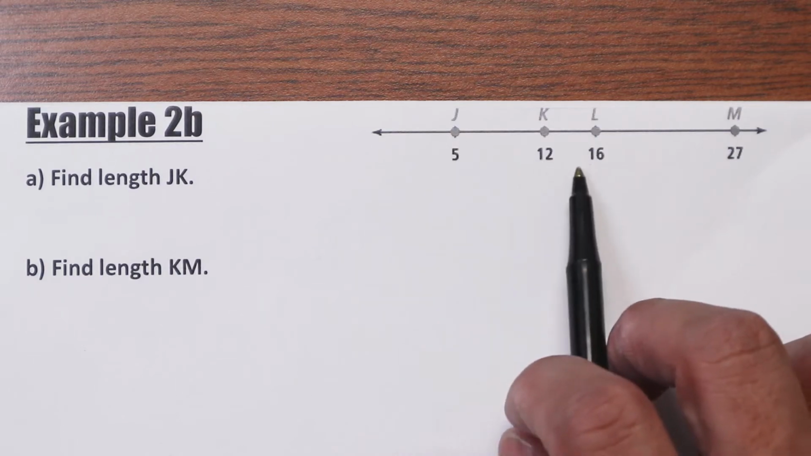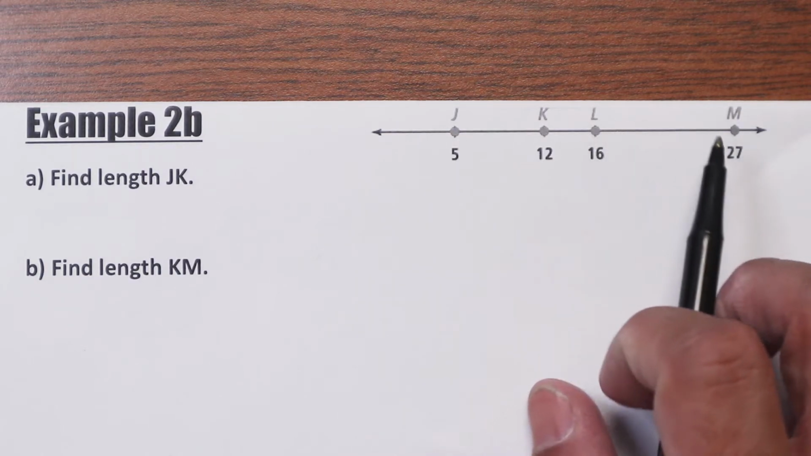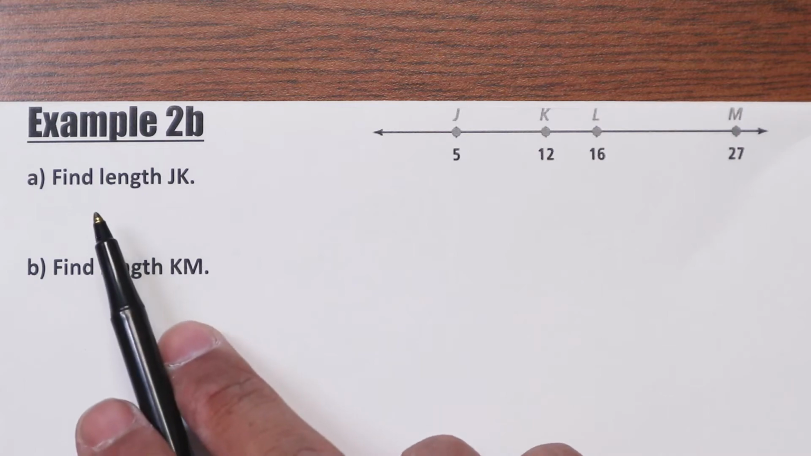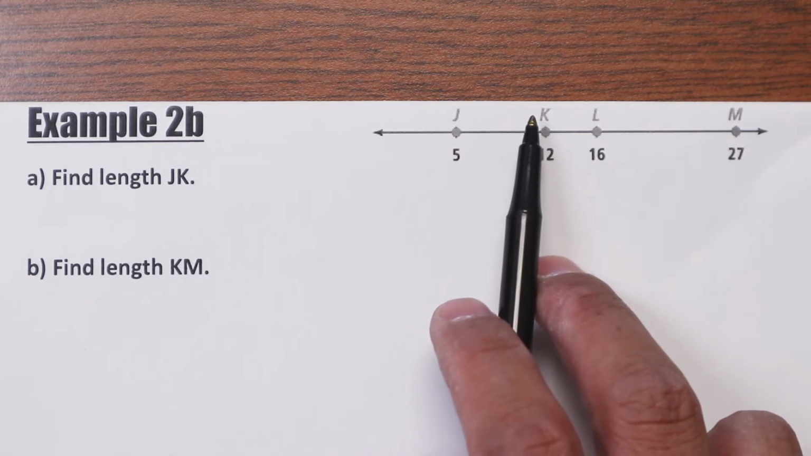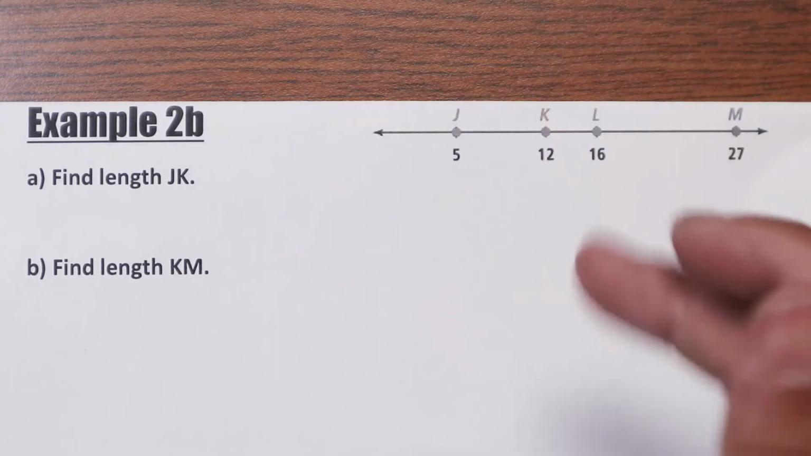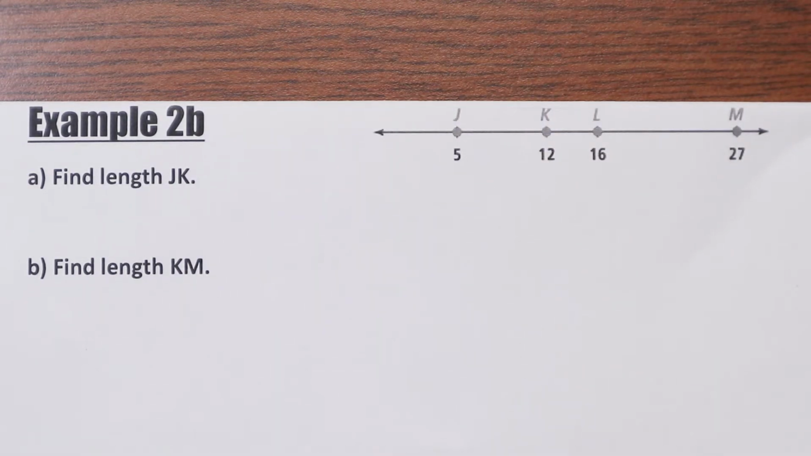Now in example 2b, this time you have a diagram and you cannot count anymore, because these numbers are a little bit too large to count little by little or one by one. So in part A it says find length JK. I see that the coordinate for J is 5 and the coordinate for K is 12. So you have no other choice but to use the absolute value method.